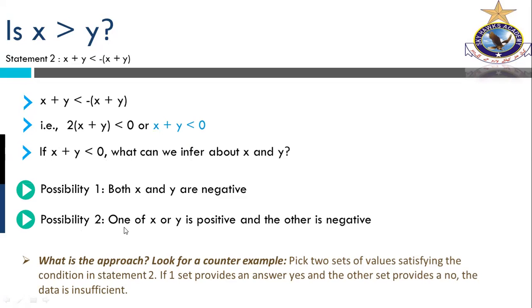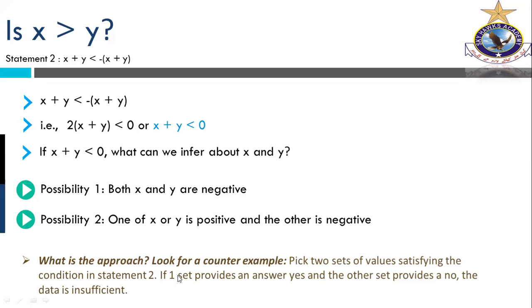The negative number must be greater in magnitude. The greater negative number must be greater than the positive number in magnitude. But that is a negative, so the negative number is less in value. It's always less than the positive. So what is the approach?